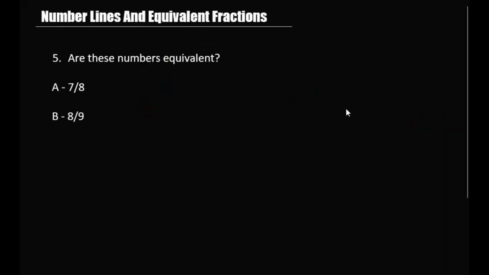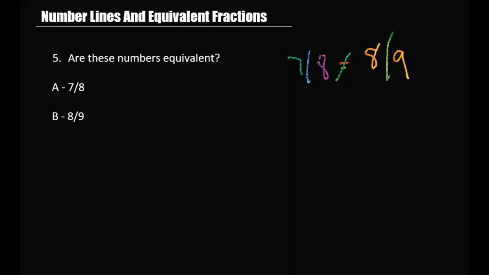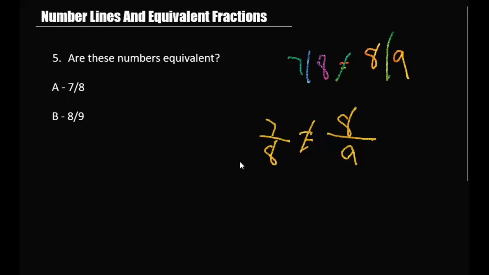So we're just going to write down 7/8 and 8/9. Is it equal or not equal to 8/9? So let's write it side by side. Is 7/8 equal or not equal to 8/9? First we're going to have to find a common denominator. So the denominators are 8 and 9, and the common multiple of 8 and 9 is 72. That is the least common multiple of 8 and 9.